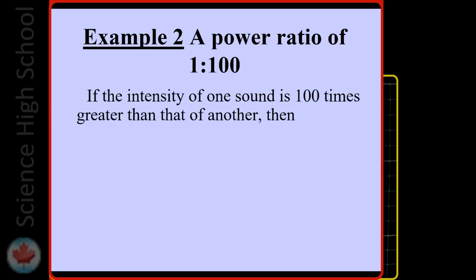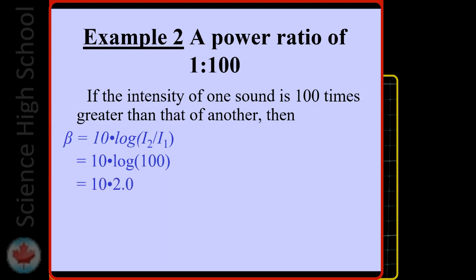So example 2, if the intensity of one sound is 100 times greater than that of another, then we could say, okay, well, I2 would be 100, I1 would just be 1. So the ratio of I2 divided by I1 would just be 100, because 100 divided by 1 is 100. And of course, the watts per meter squared cancel out anyway. So log of 100 is 2. You notice we saw that pattern once before. That's 10 to the power of 2, and 100 is 10 to the power of 2, and log undoes the 10 and brings the 2 out. So 10 times 2, 20 decibels. There would be a 20 decibel loudness difference between those two intensities.